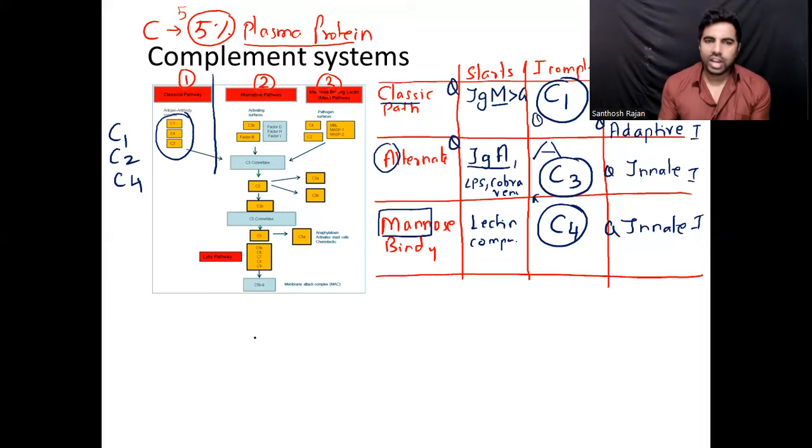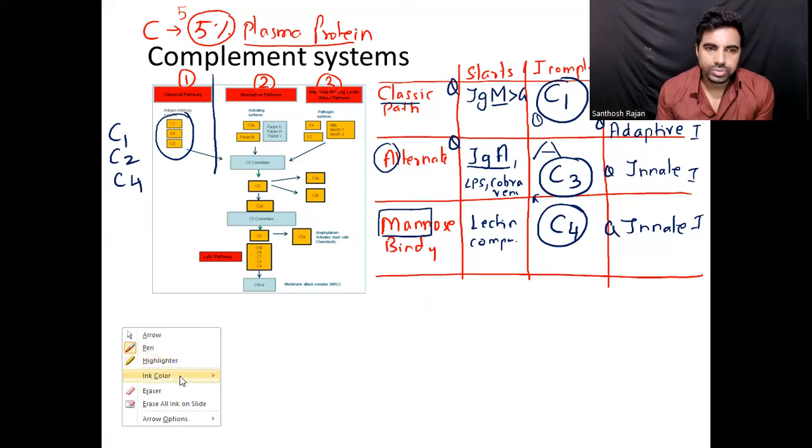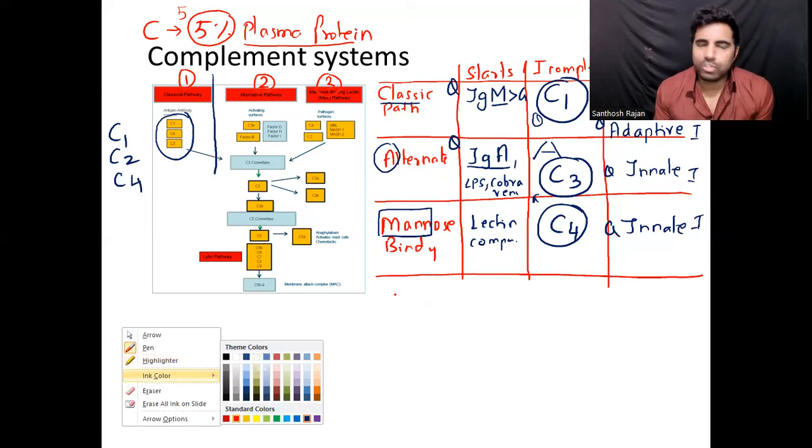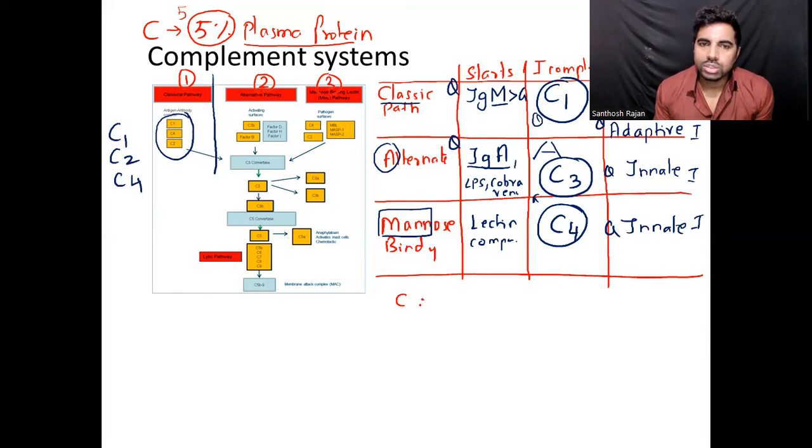In alternate pathway. Okay, or I'll write it down. It's better. Okay, I'll repeat it again so it'll be very easier. So it's like this. So I'm going to again change the color of the pen. This you have to keep in your fingertips. That's what I'm stressing here. So what happened?